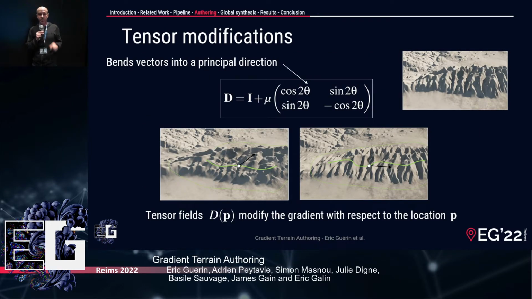Because the gradient representation is a vector field, we can modify it using 2D tensors. A 2D tensor will tend to bend the gradient in a given direction, and this direction is guided by the theta angle that you can see in this equation. As you can see, this has the effect of orienting the slopes in a given direction. Note that the tensor can vary depending on the position, guided, for example, by a user brushstroke, and the user brushstroke could make an influence on the direction of the tensor.